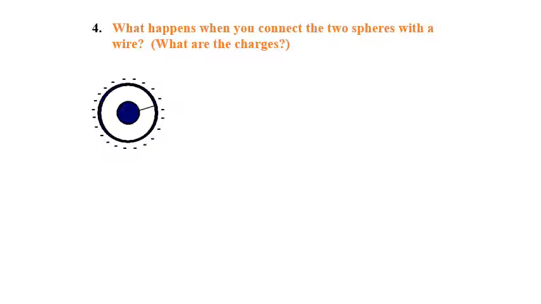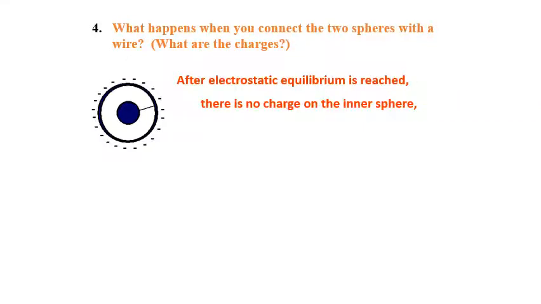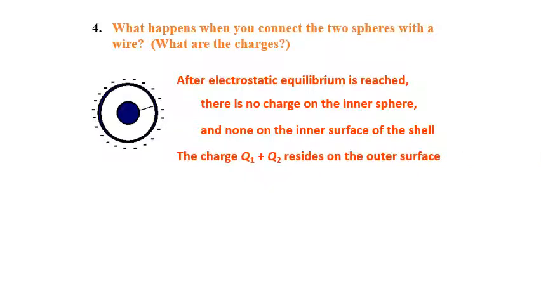What happens when you connect the two spheres with a wire? If we connect the sphere with a wire, what will happen to the charges? Charges will move to obtain electrostatic equilibrium. There is no charge on the inner sphere then, and none on the inner surface of the shell. Both will be nullified if we join these two, and the charges Q1 and Q2 reside on the outer surface.